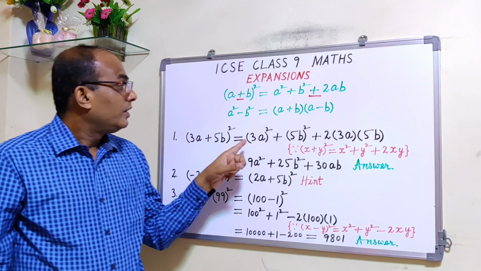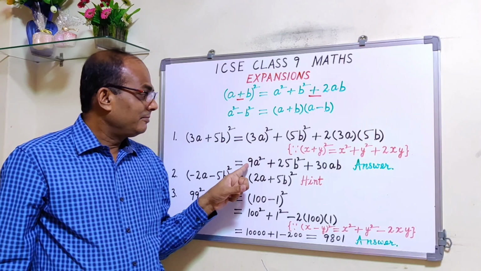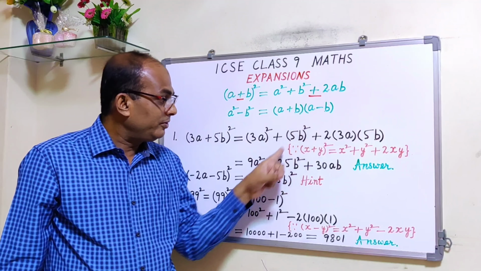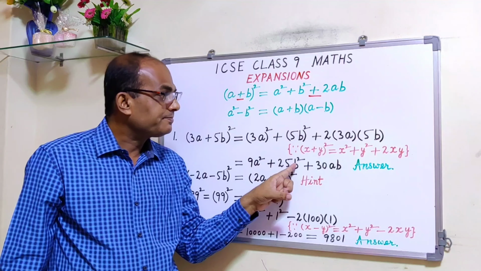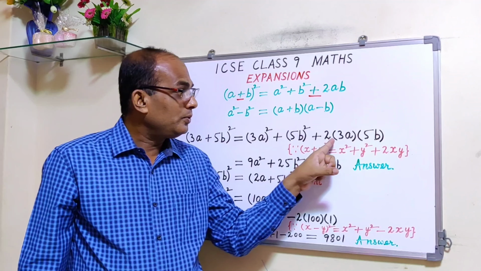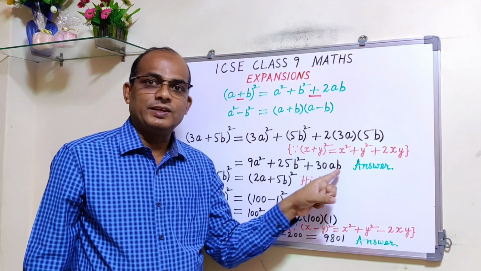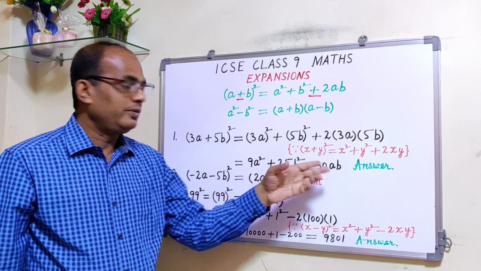And now 3 square is 9 and a square as it is. 5 square means 25 and b square. And then 2 3s are 6, 6 5s are 30, and a into b, that means ab. ab means a into b. And this is your answer.